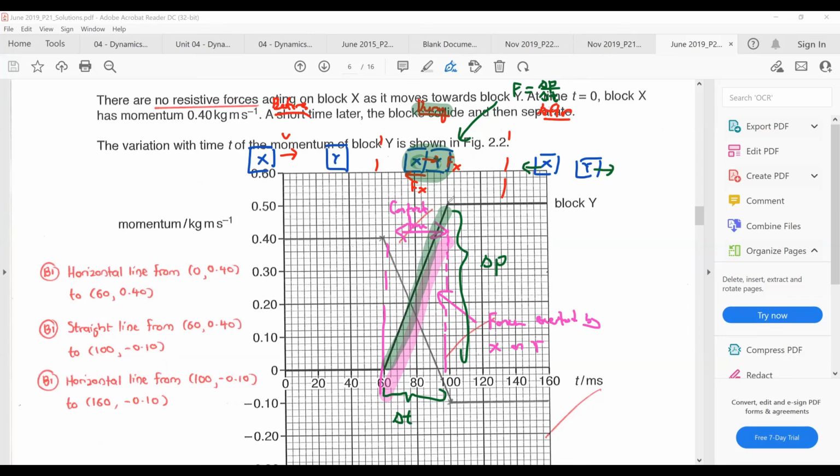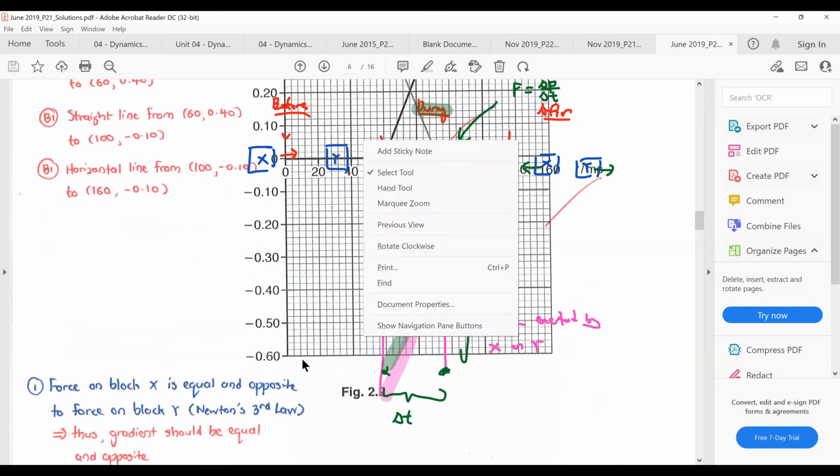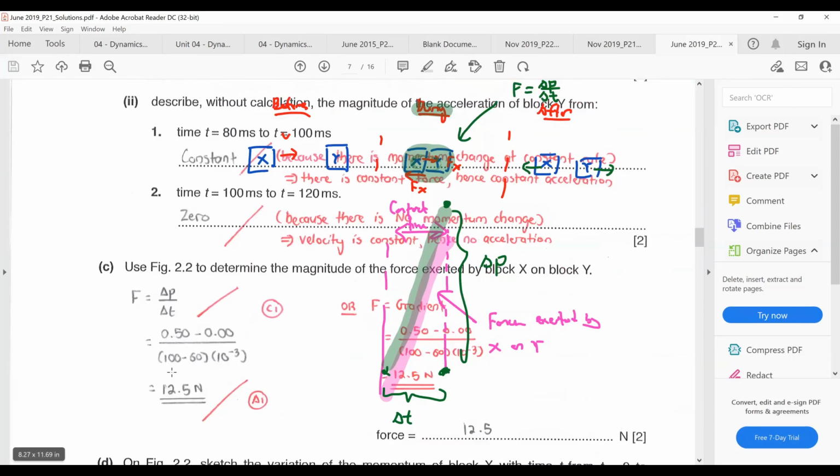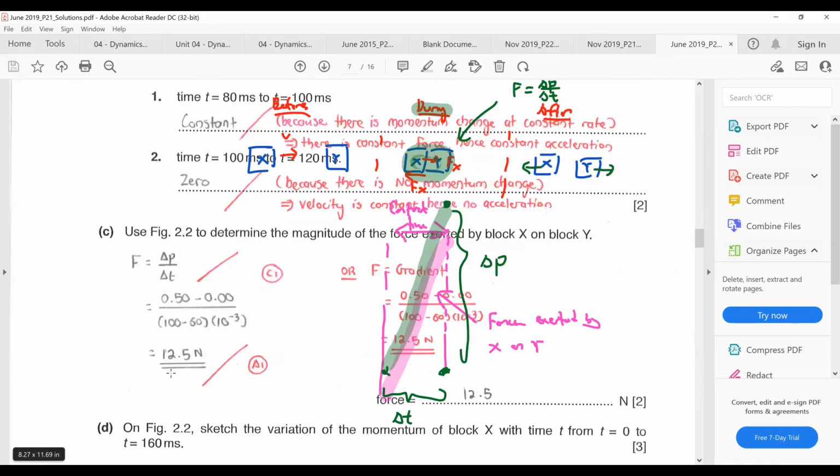Okay, so it'll be 0.5 minus 0, and this one will be 100 milliseconds minus 60 milliseconds. You eventually get the answer as 12.5 newtons. Now, if someone asks you what is the force exerted by block Y on X, you get the same answer because of Newton's third law. All right, so that part is okay.